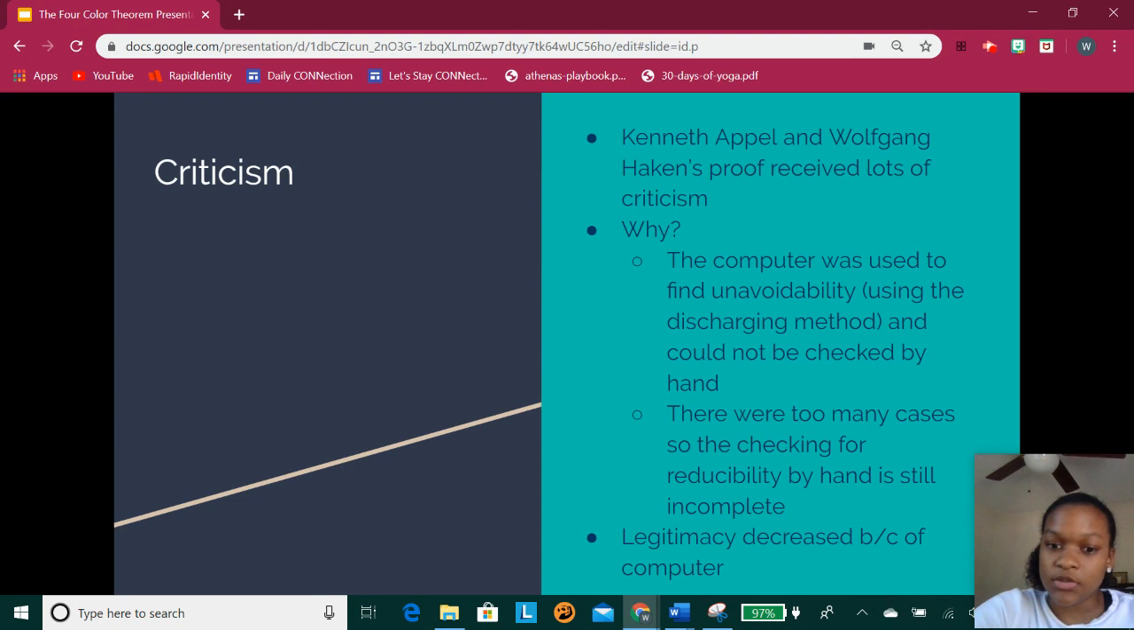So the legitimacy of the proof decreased because of the use of a computer, because in the 1970s, it was unheard of for mathematical proofs to be proven using a computer. People were having trouble trusting it over man and over the human brain because they thought that using a computer to prove a math proof could lead to error, basically.